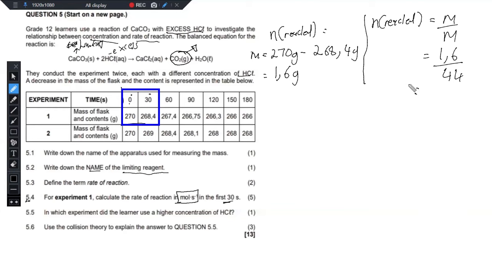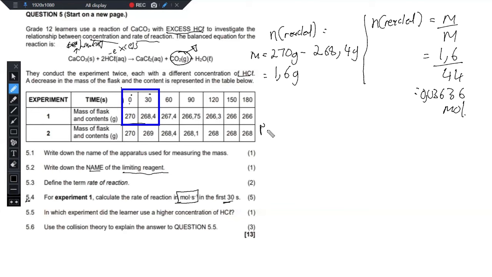1.6 divided by 44, it's going to be 0.03636. Let's round off to at least 5 decimal places. So 0.03636, that's the number of moles within the first 30 seconds that reacted.